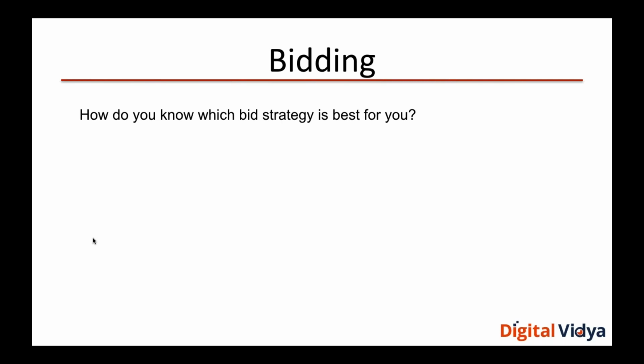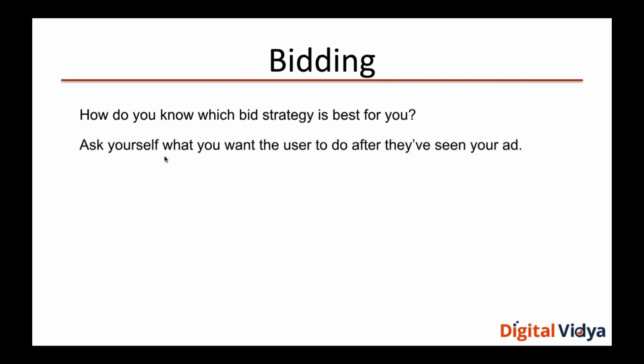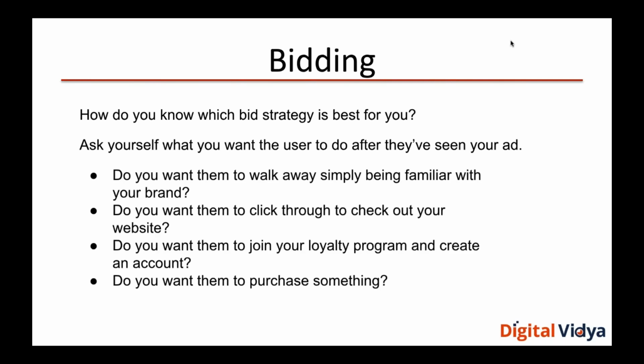If that is clear, let's go with this question. How do you know which bid strategy is the best one for you? The simple question you need to ask yourself is, what do I want the user to do after they have seen my ad? Do I want them to just walk away after becoming familiar with my brand? In which case, maybe CPM is a good strategy. Do I want them to click through to check out my website? In which case, CPC is a good strategy.